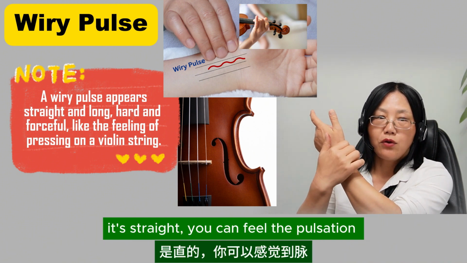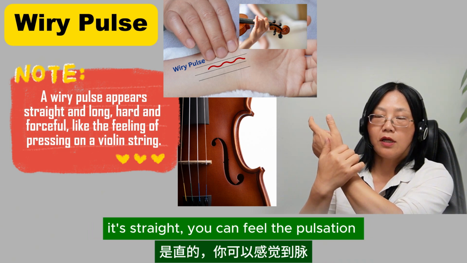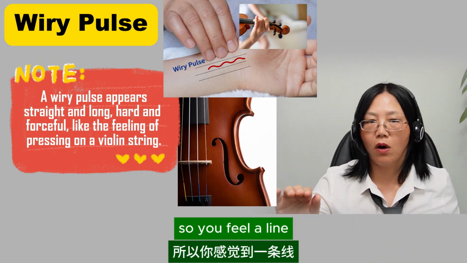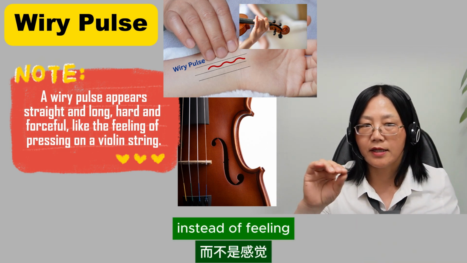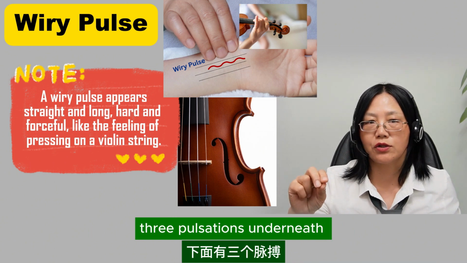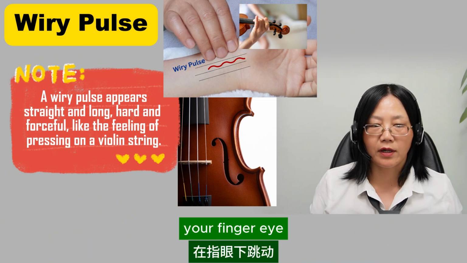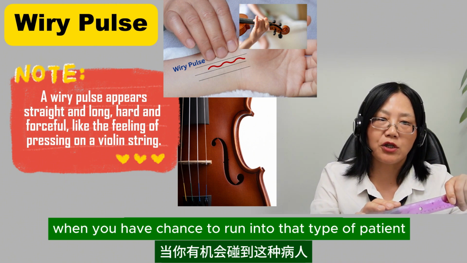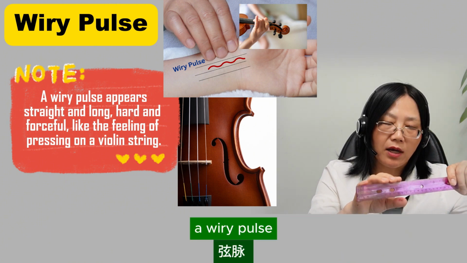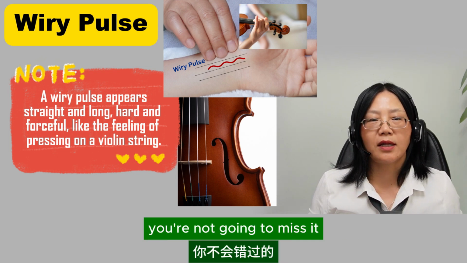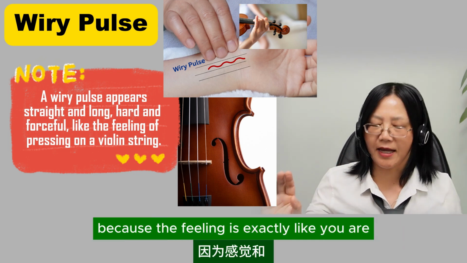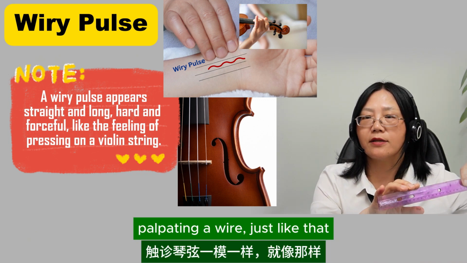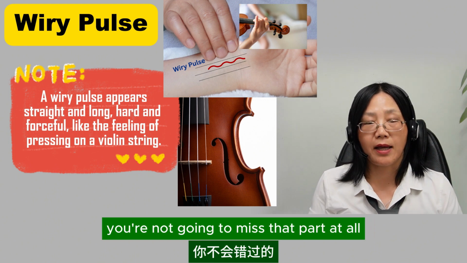It's straight. You can feel the pulsation moves together. That's just exactly the feeling of touching a wire. So you feel a line instead of 3 pulsations underneath your fingers. When you run into that type of patient with a wiry pulse, you're not going to miss it, because the feeling is exactly like you are palpating a wire. You're not going to miss that part at all.